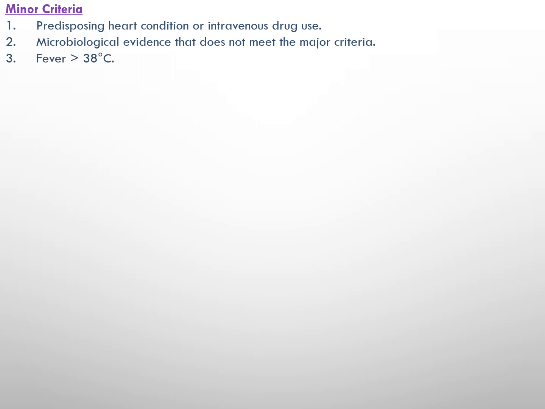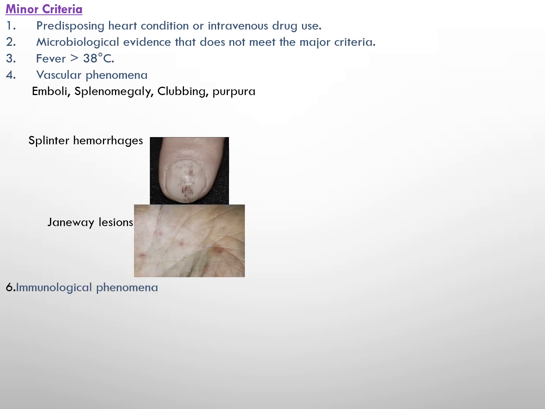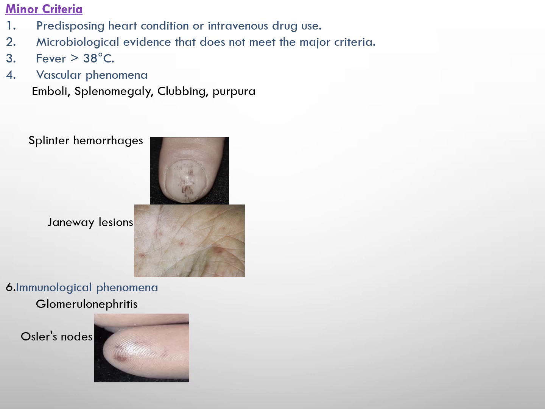criteria, fever more than 38 degrees Celsius, vascular phenomena which are emboli, splenomegaly, clubbing, purpura, splinter hemorrhage, Janeway lesions which are non-tender small erythematous, hemorrhagic macules or nodular lesions on the soles or palms. Immunological phenomena which are glomerulonephritis, Osler nodes which are painful red nodules on the hands or feet that can persist for hours to days, and Roth spots.